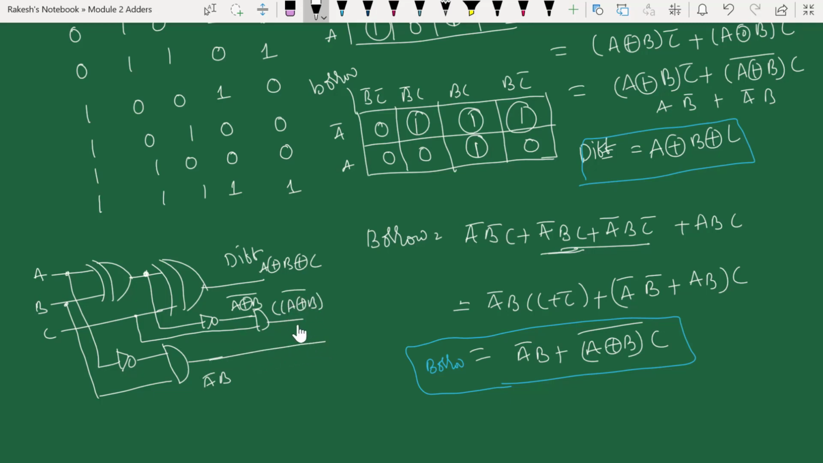I am going to add these two with an OR gate, so that I am going to get my borrow term, which is the same as here, A bar B plus C times A XOR B whole bar. So this is how you are going to design a circuit for the full subtractor. I am going to show you the simulation.